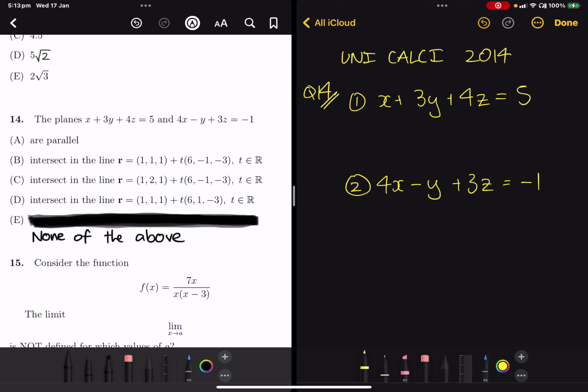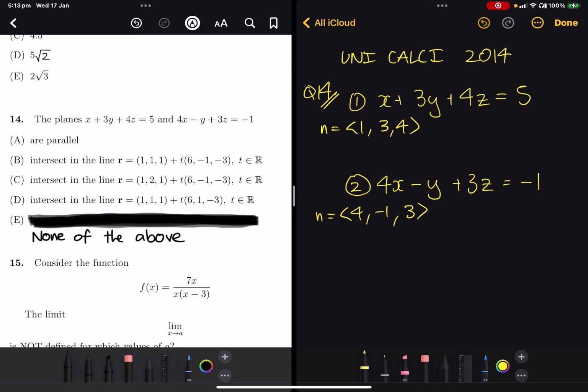So the way we're going to do this is we're going to look at the normals. The normal for plane 1 is 1, 3, 4, and the normal for plane 2 is 4, minus 1, 3. Now if these normals are the same or are scalar multiples of one another, then these two planes will either be parallel or will be the same plane. These normals are not the same, nor are they scalar multiples of one another, so therefore not parallel. Right? A is not possible in this case.